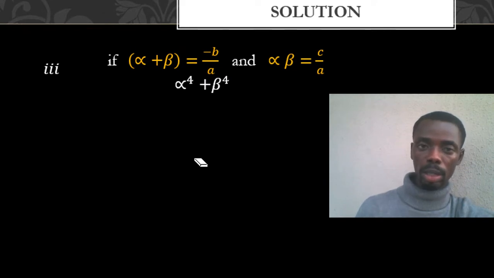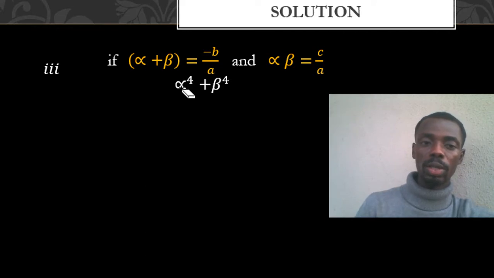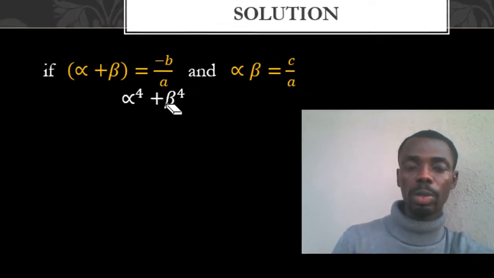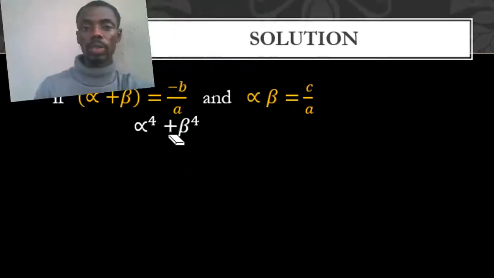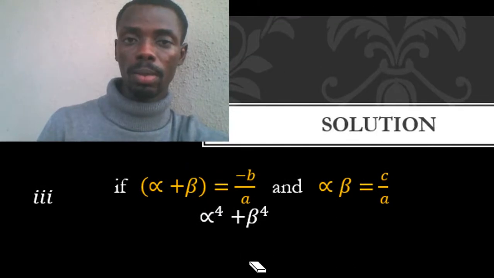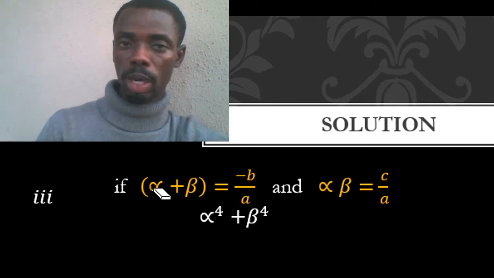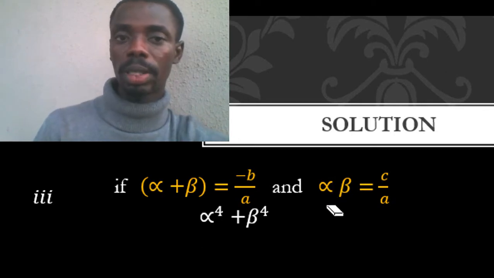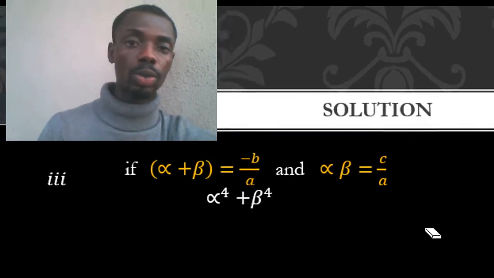Now we are answering question 3. Question 3 says we should look for the value of alpha raised to the power of 4 plus beta raised to the power of 4, in terms of A, B, and C. But you must first get every bit of this value conformed to alpha plus beta and alpha beta before you can make this substitution.